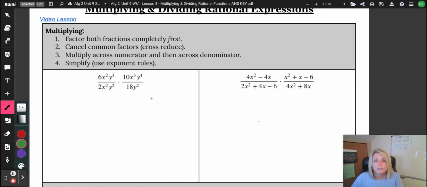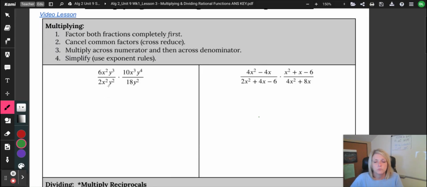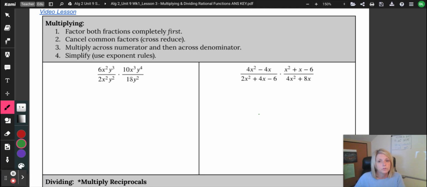In this video, we're going to look at multiplying and dividing rational expressions. So remember, when we multiply fractions, we multiply across the numerator and multiply across the denominator. You can do this and then simplify, or you can look for common factors to cancel in a numerator and denominator, and then simplify. It's really up to you. I like to cancel first because it keeps the numbers small.